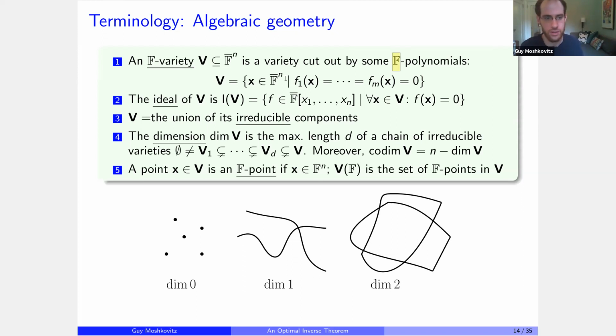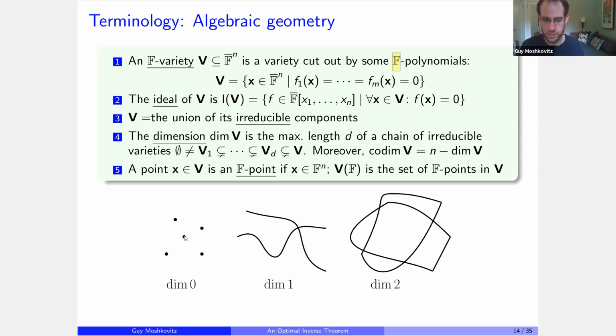That's what makes varieties geometric objects. The ideal of a variety is the collection of all polynomials that vanish on the variety, in addition to the polynomials that cut out the variety. Every variety can be uniquely written as a union of irreducible components, which are irreducible varieties. A variety is irreducible if you cannot write it as a union of subvarieties. The dimension of a variety has a formal definition here, but intuitively it makes sense; you can see the figures at the bottom. And the codimension of a variety is just n minus the dimension.